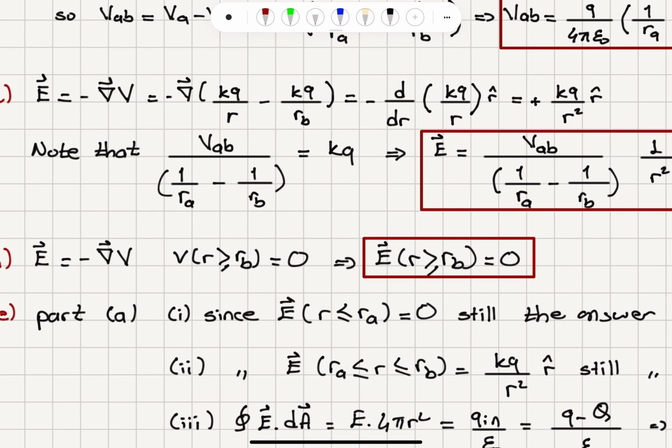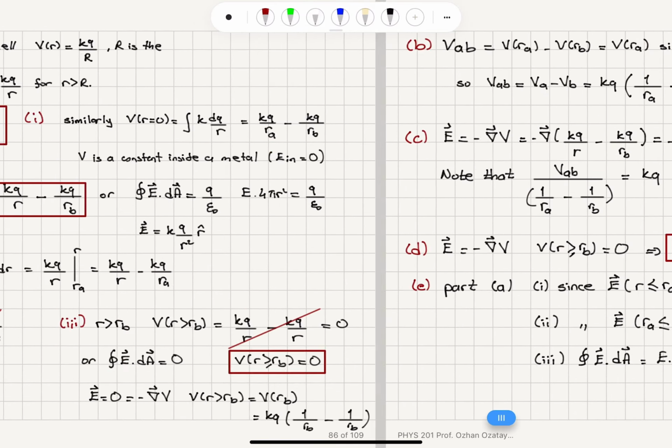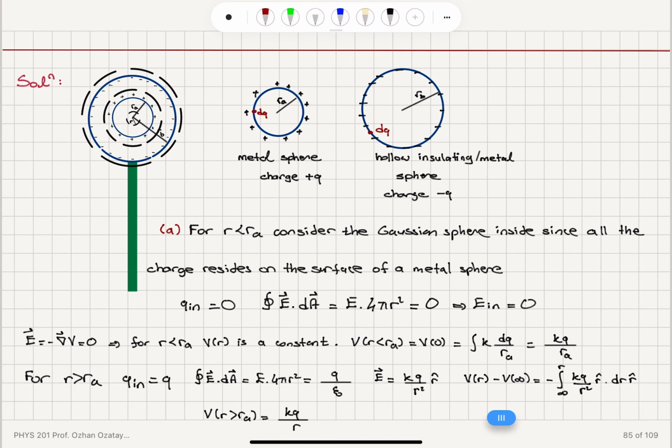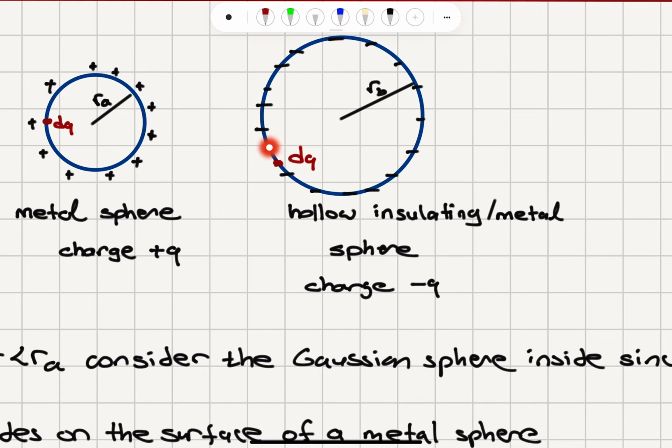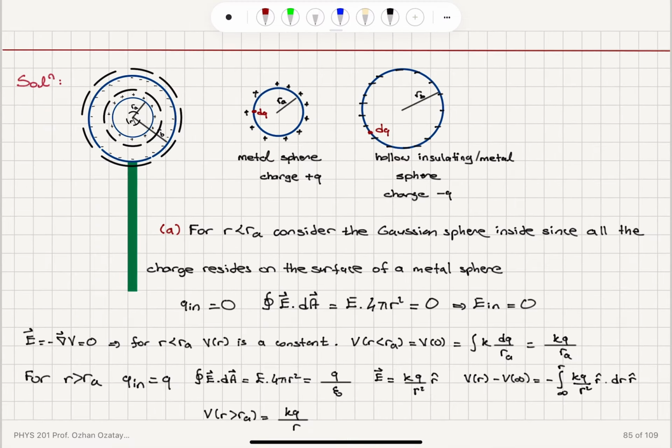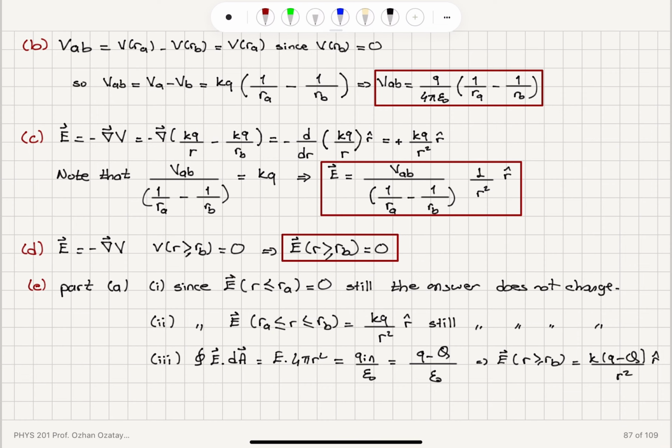Now, looking at the region outside both of these spheres, I find that the electric field equals minus the gradient of voltage, which gives me zero electric field, because the potential for r greater or equal to r sub b is 0: kq over r minus kq over r is 0. If I change the charge that is on this sphere, so this sphere has charge minus Q, now it has charge minus capital Q.